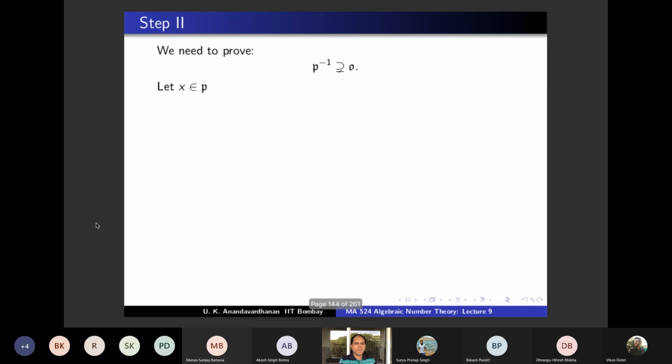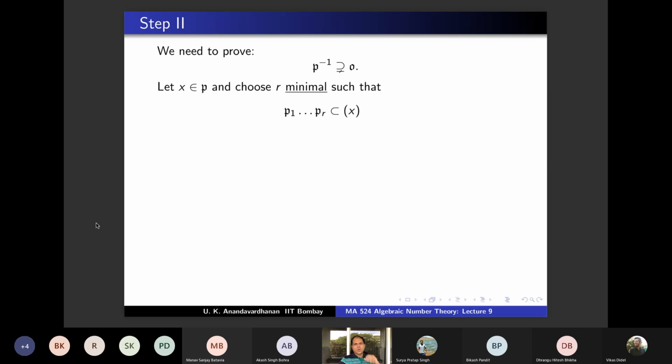So let's do that. Let X be in P, and we want to show that P inverse is strictly bigger than O. So let X be in P and choose r minimal for the property such that P1 times etc. Pr is contained in the ideal generated by X.